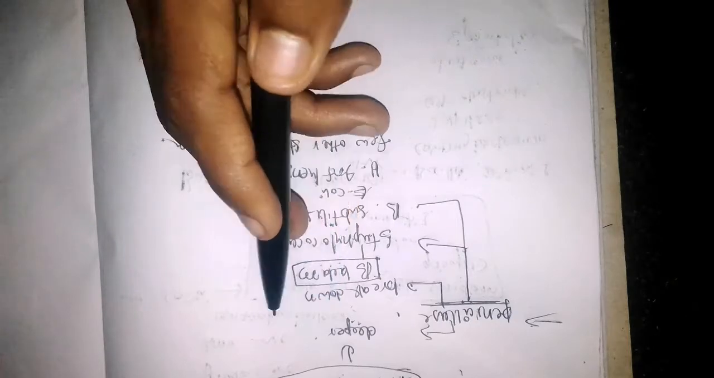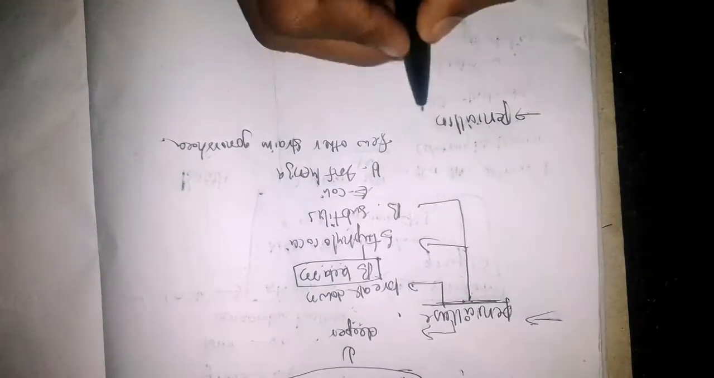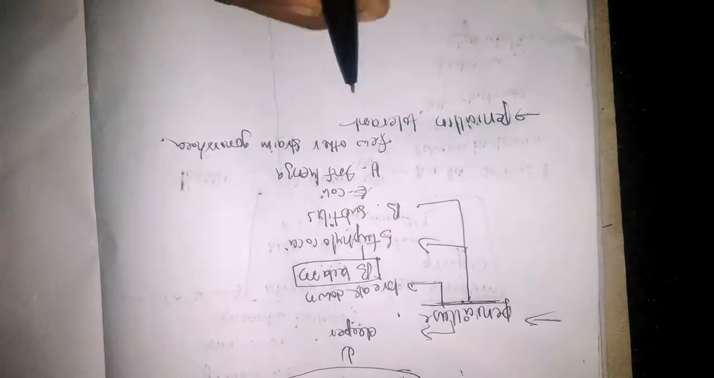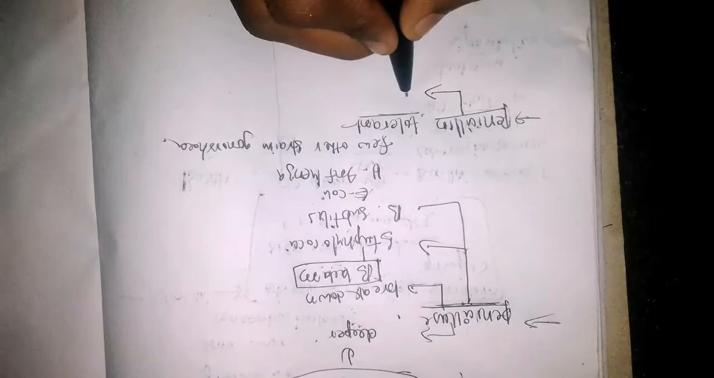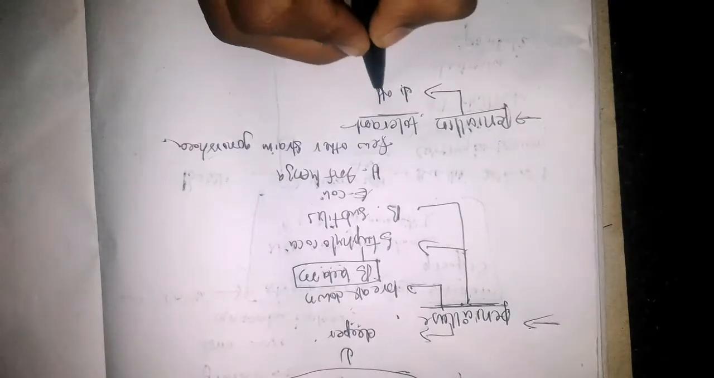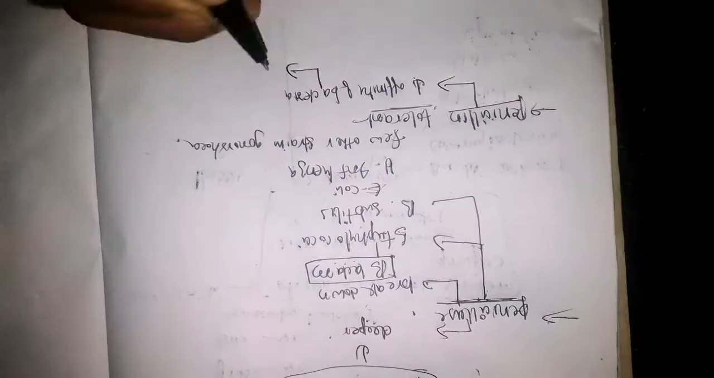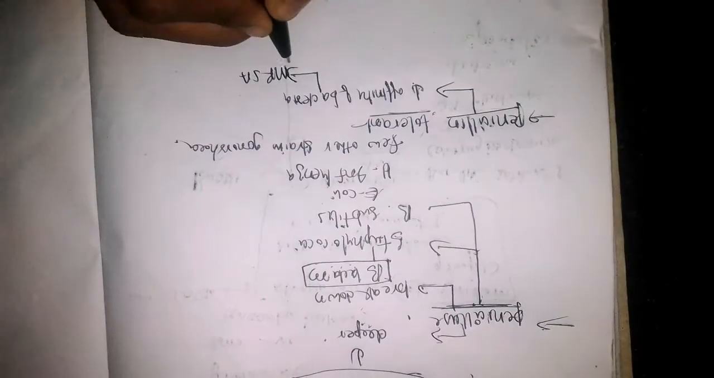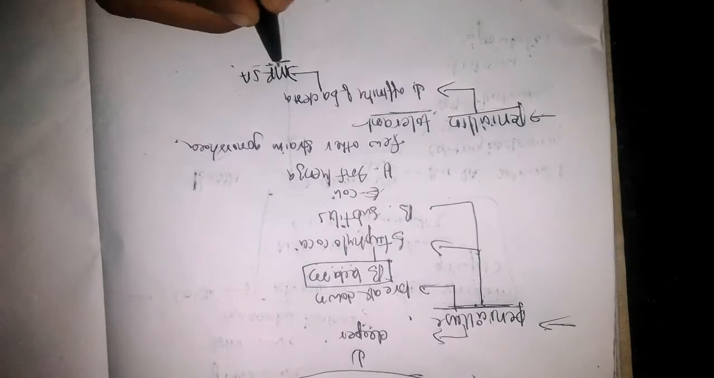The next one is penicillin tolerance. Penicillin tolerance means there may be a decrease in affinity of bacteria towards penicillin G. This usually takes place in MRSA, methicillin resistant Staphylococcus aureus.